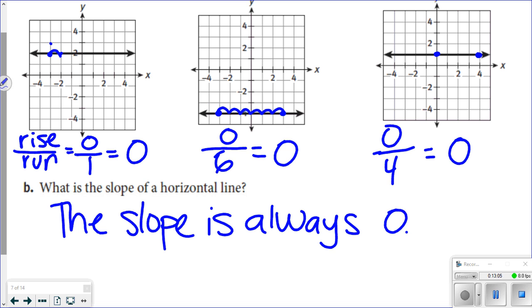This is 0 fun. The slope is always 0. Okay, I'm going straight. I'm going up 0. 0's in the numerator. We're rising 0. We have a 0 slope.